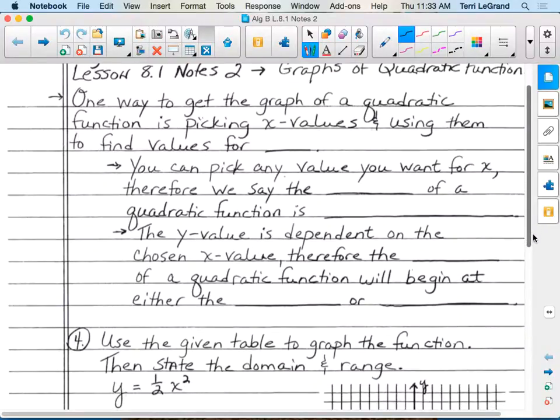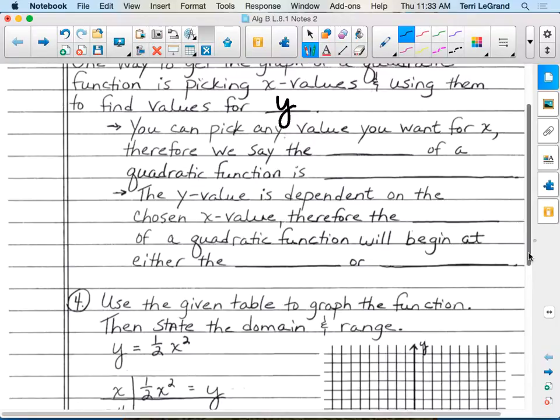Okay, so one way to get the graph of a quadratic function is we pick the domain values that we want to use. We pick the x values and then we use them to help us find the y values. So we're going to pick a domain value, we're going to put it in, we're going to get the range value that goes with it, we're going to get the y value. So in reality, when you have a quadratic function, kind of like a linear function, you can pick any value you want for x and plug it in, and nothing should go wrong.